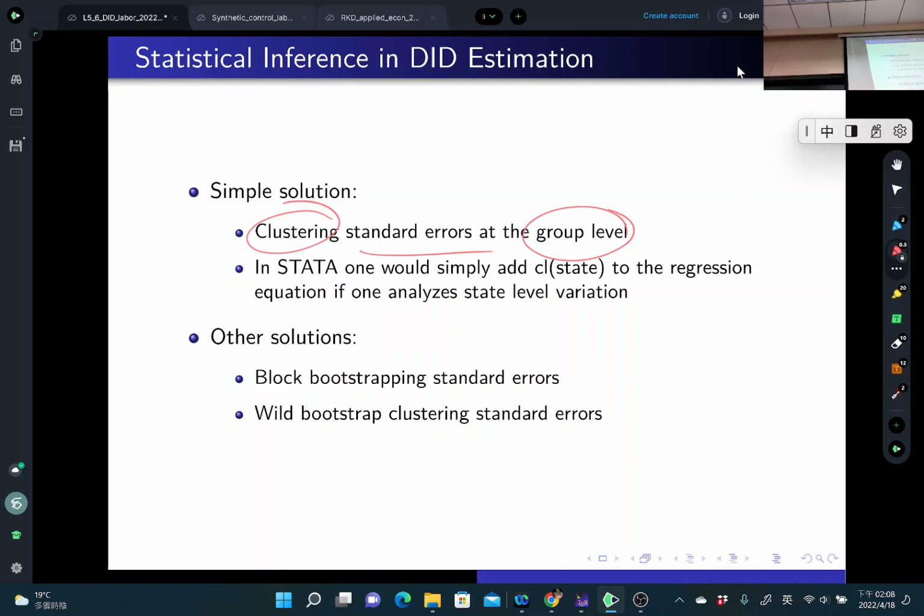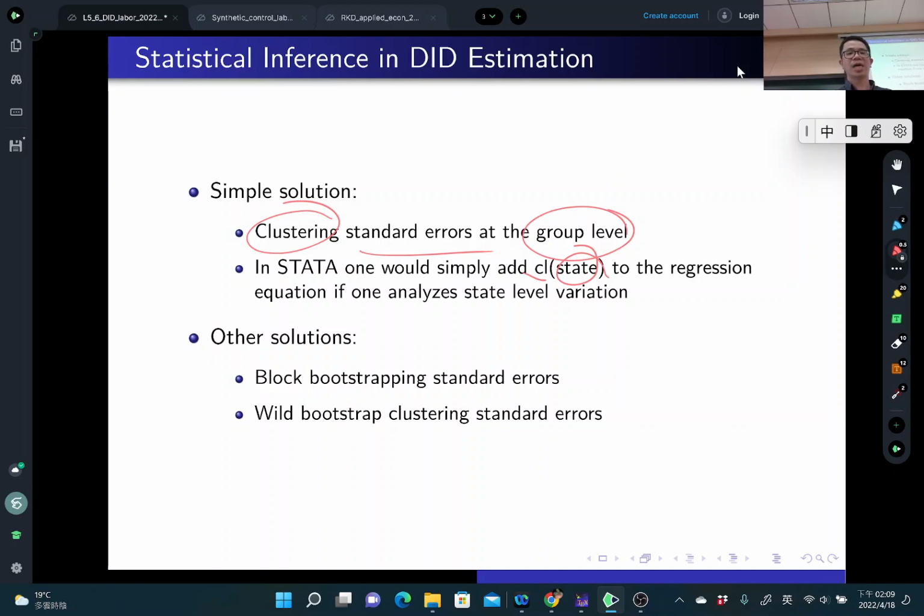So the simple solution is, when you do the difference-in-differences, you just change your standard error calculation to the clustering standard error. You just type the cluster option and put in the group level ID. Sometimes the policy might happen at the state level, so you may cluster at the state. For example, if some policy happens in a city, you just cluster at the city level.